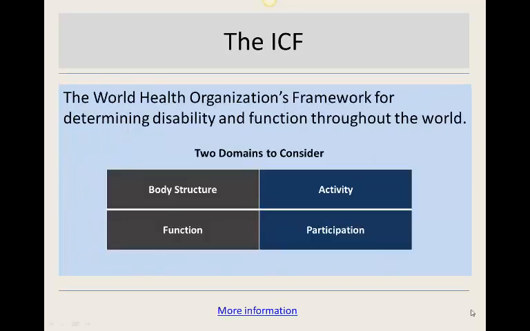One large area of the clinical practice guidelines for low back pain was developing a classification system for patients. The APTA looked at the World Health Organization's framework for determining disability and function throughout the world to help create a classification scheme for patients with low back pain. They really looked at two domains. They looked at the body structure, such as the structure of the back, which would be the low back, the hip, the pelvis, what was the structure involved, and the function of the area.